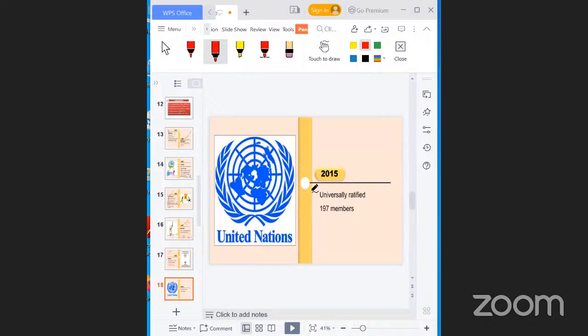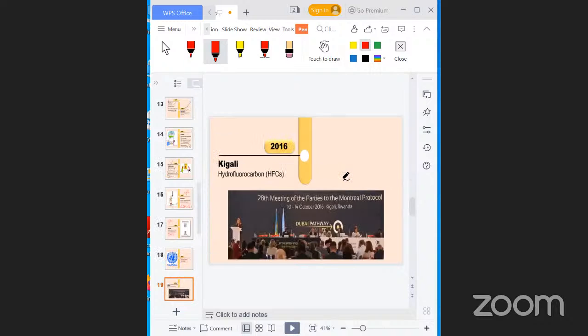So next, in 2015, the Montreal Protocol became the first universally ratified international treaty, right? It is signed by all 190 members of the United Nations. And next we are going to Kigali.